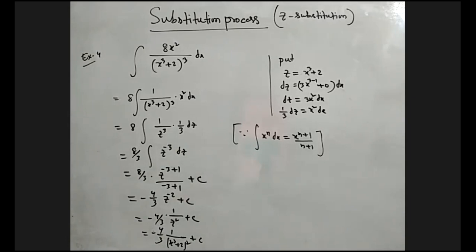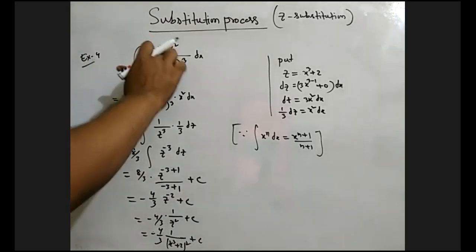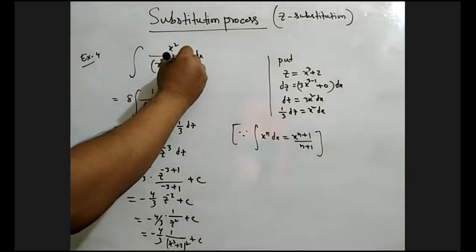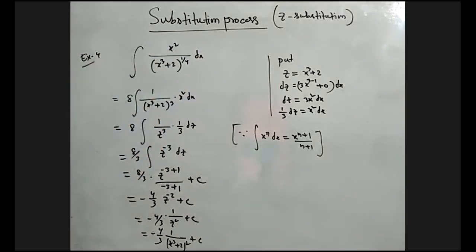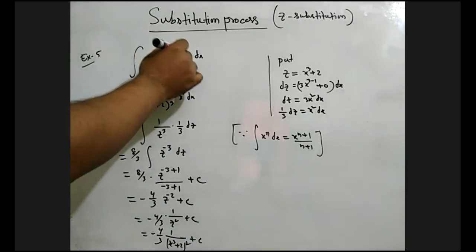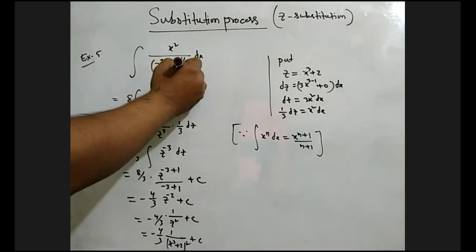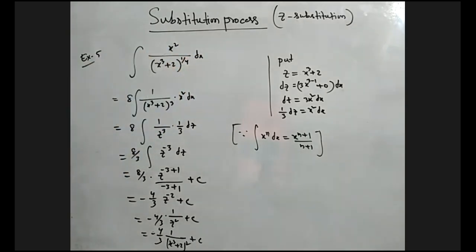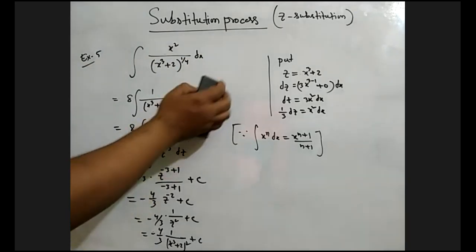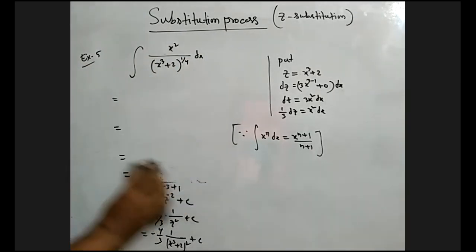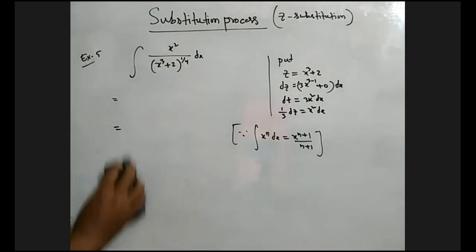Now using a similar concept, we can easily solve this problem also. Suppose we have 1 by 4, and this is another example, example 5. 1 by 4 x square divided by x cube plus 2 to whole to the power 1 by 4. What will be the integration of this? Using a similar way, we can solve this one.